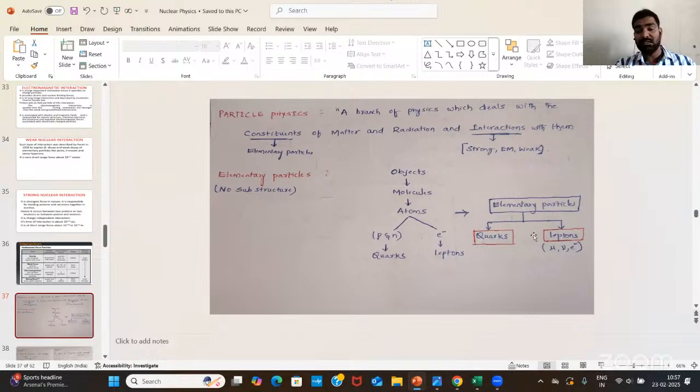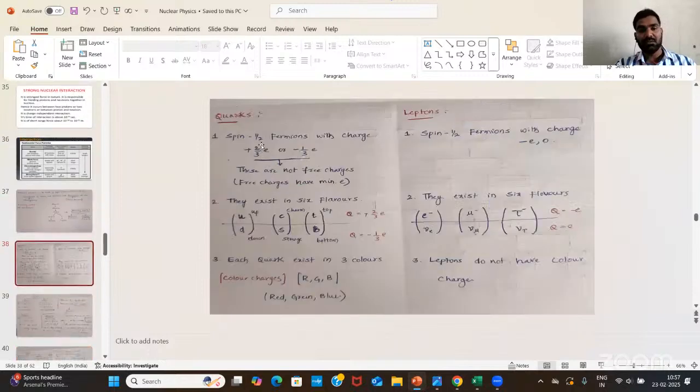what these quarks are, what these leptons are, and how they behave. Let's see. These quarks are spin-half fermions with a charge of plus 2 by 3 e or minus 1 by 3 e. This means 2 by 3 is less than the charge of the electron, and minus 1 by 3 is also less than the charge of the electron. These are the fermions, called quarks, which have these charges. So these are not free charges. Free charges have a minimum charge of e.